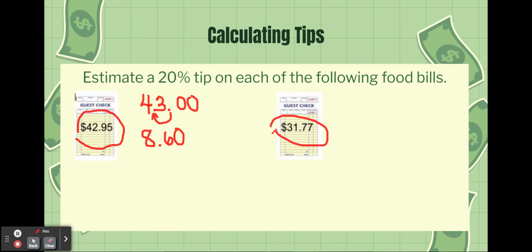The next one, we've got $31.77. So we would probably round this bill to $32. Then we would find 10% first, which is $3.20. If 10% is $3.20, then we would double that amount, $3.20 plus $3.20, which gives us $6.40.